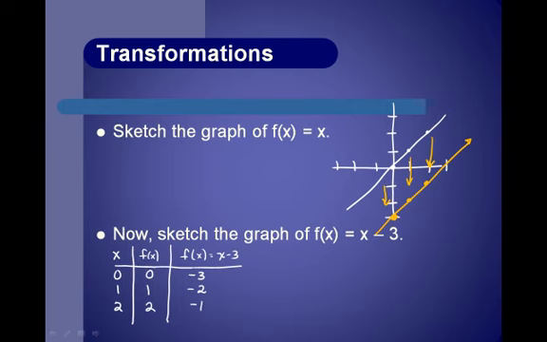So that's how we're going to use these transformations to change one of our 5 basic graphs to the new function. So we could look at this and go, well, if f of x is x minus 3, what that means is we are shifting the original graph down 3 places.